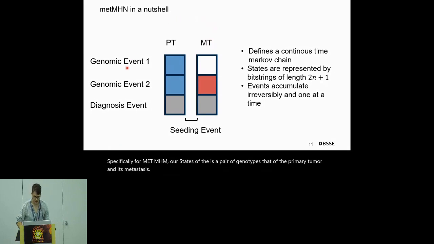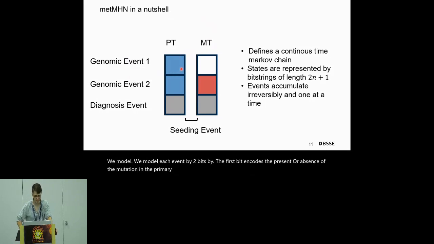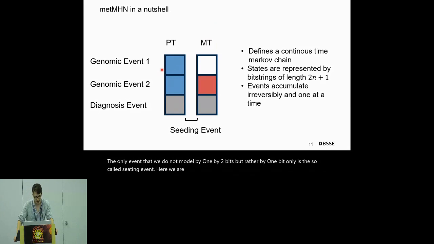We model each event by 2 bits, where the first bit encodes the presence or absence of the mutation in the primary tumor, and the second bit does the same thing in the metastasis. We model both copy number alterations as well as mutations, and additionally, we are also modeling the diagnosis of a tumor as a distinct event itself. The only event that we do not model by 2 bits, but rather by 1 bit only, is the so-called seeding event. Here we define the seeding event to be the point in time when the primary tumor and the metastasis start to branch away from each other.